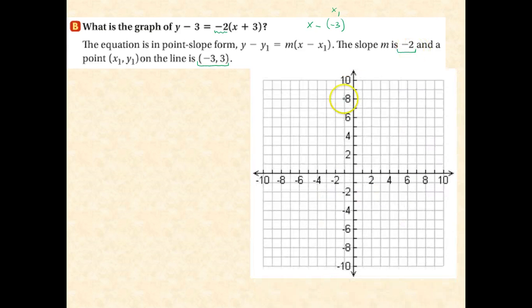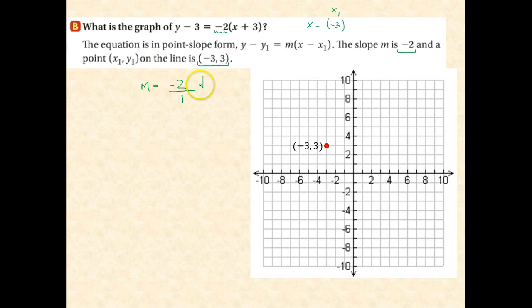So how am I going to graph that? Well, here's my point where I can start. So I'm going to graph that point, -3, 3. My slope is -2. Well, how do I think of that in terms of rise over run? Any number you can consider as being divided by 1, so you can write it as a fraction by just putting it over 1. What's negative 2 divided by 1? Negative 2. So this is the fraction version of the number negative 2.